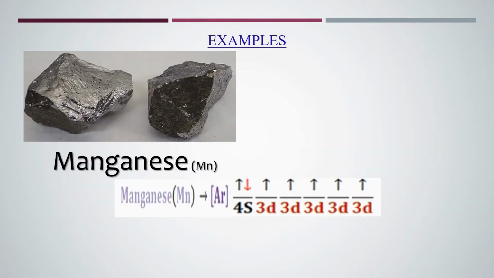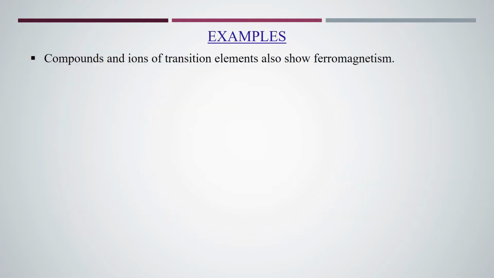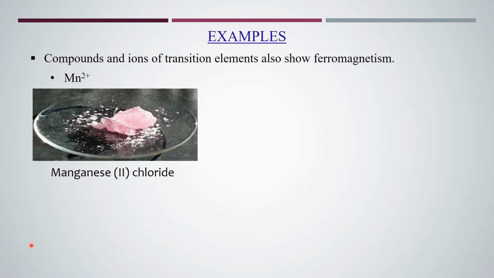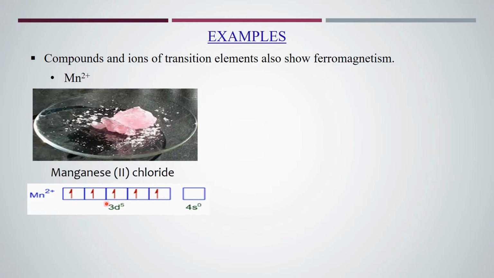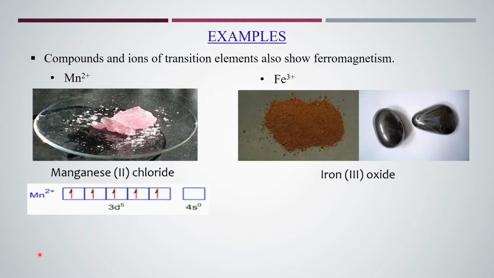Manganese, due to the presence of 5 unpaired electrons in the 3d orbital, is strongly attracted towards the magnet and is also a ferromagnetic substance. Compounds and ions of transition elements also show ferromagnetism. For example, manganese plus 2 ion, present in manganese 2 chloride. In plus 2 oxidation state, manganese has 5 unpaired electrons in the 3d orbital. Similarly, iron plus 3, present in iron 3 oxide, has 5 unpaired electrons in the 3d orbital.